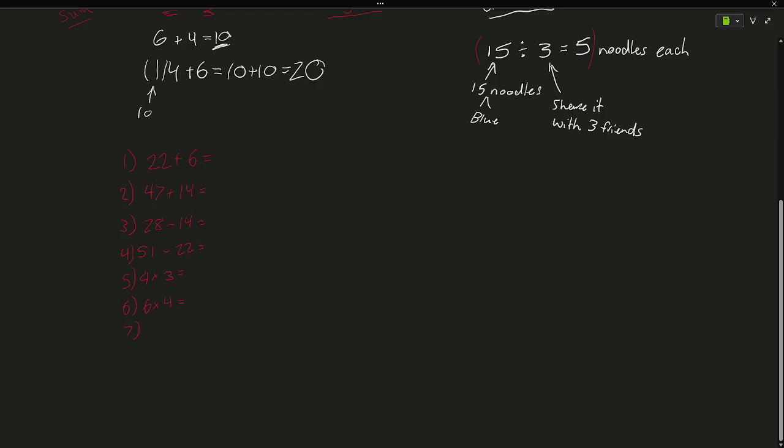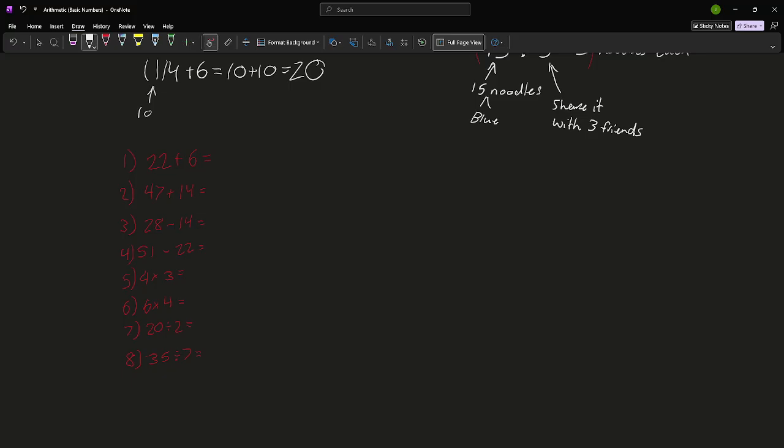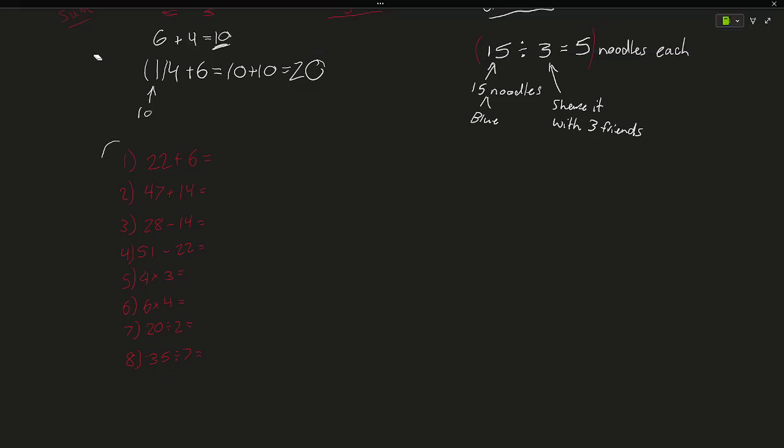And for division, let's go 20 divided by 2 and let's go 35 divided by 7. So I want you to grab a piece of paper and do these 8 questions, sorry.